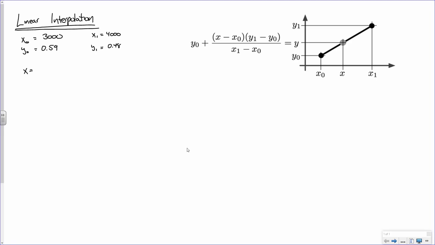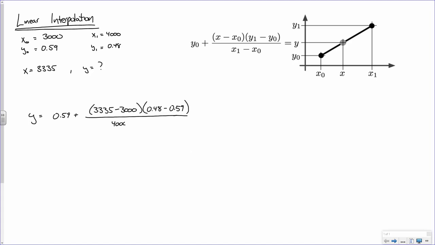Then basically for an X value of 30-something, Y equals 0.59 plus 3335 minus 3,000 times 0.48 minus 0.59. So this fraction is going to come out as negative, which makes sense because the water cement ratio is going down from 3,000 to 4,000. So we're going to get a negative answer in this big fraction. This is going to be divided by 4,000 minus 3,000. And if you do that, you should get 0.55 or something close to that. So here, I'm going to say it is about 0.55.